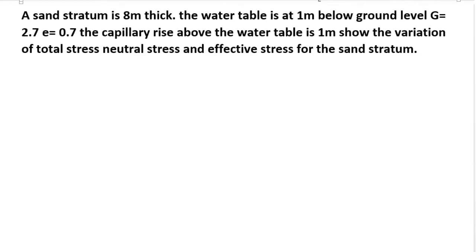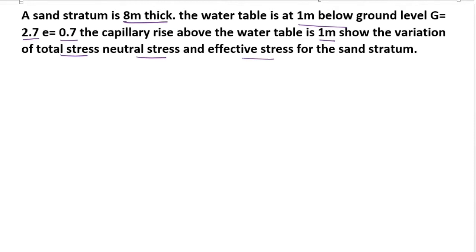Today we are going to see a problem related to soil mechanics in the topic of effective stress. The problem is: a sand stratum is 8 meter thick, the water table is 1 meter below the ground surface, G equal to 2.7, e equal to 0.7, that is void ratio equal to 0.7, and the capillary rise above the water table is 1 meter. So we have to find out the variation of total stress, neutral stress and effective stress for the sand stratum.